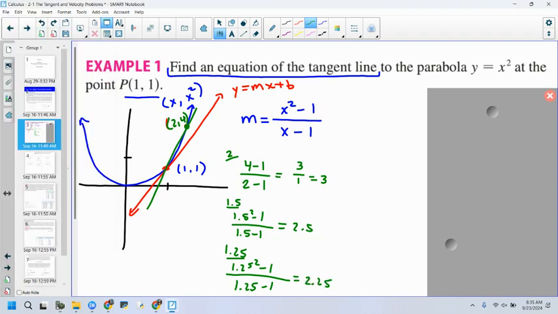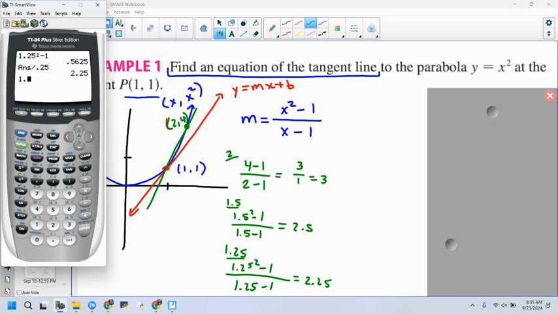I could repeat this process for days and days and days, right? I could repeat this process getting closer and closer and closer to 1. 1.1 squared minus 1 divided by the difference in the x's would be 0.1. That's 2.1. Okay, so I went from 3 to 2.5 to 2.25 to 2.1. What am I getting closer to? What am I getting close to? 2. We could guesstimate that it's probably going to get to 2, right? Let's run one more number and see how close we get.